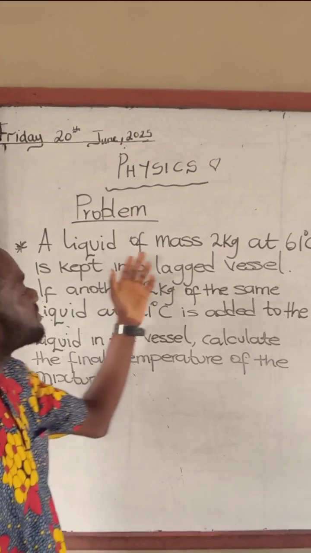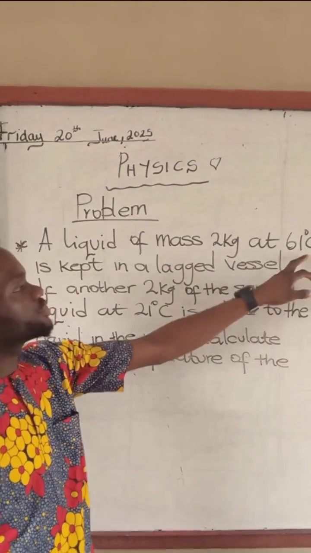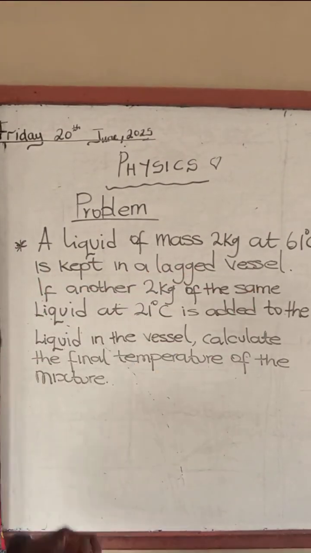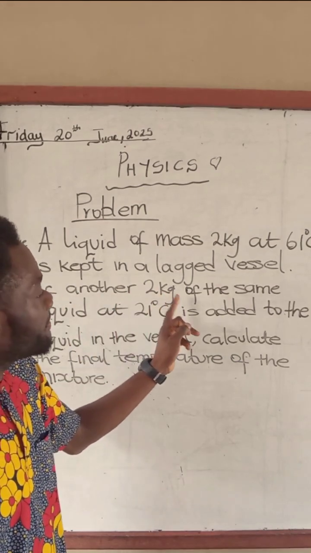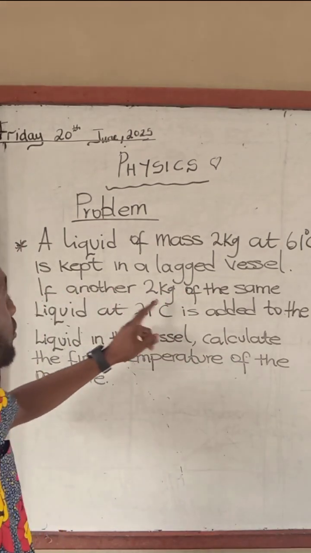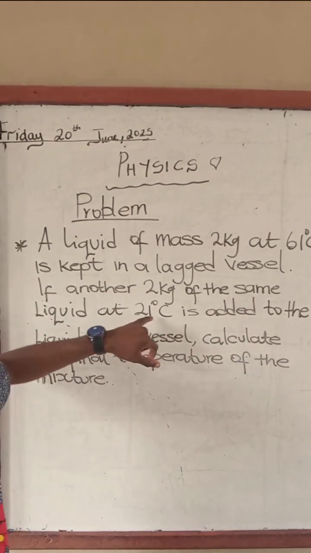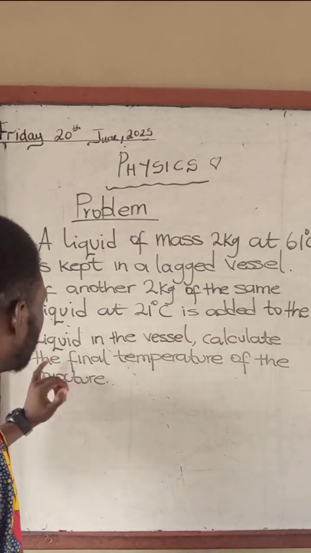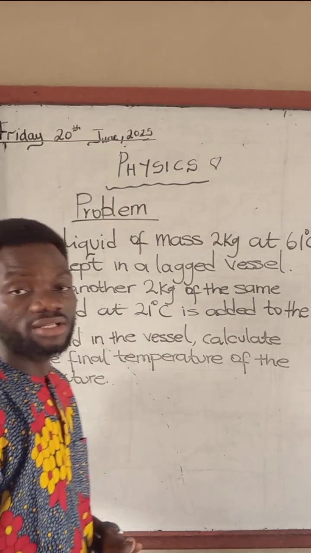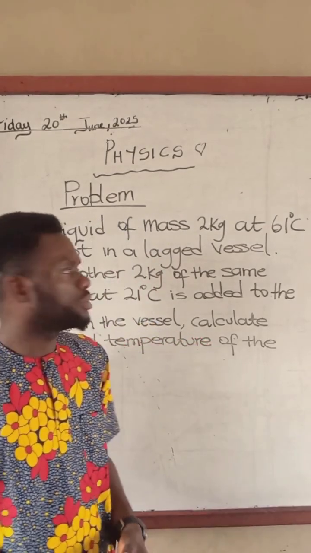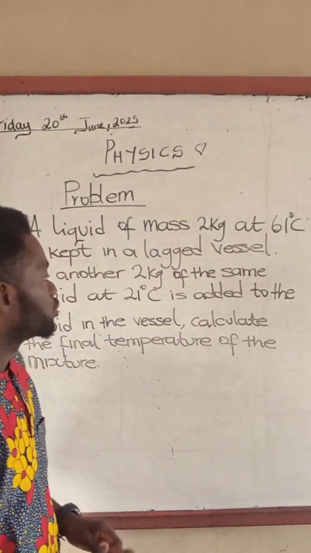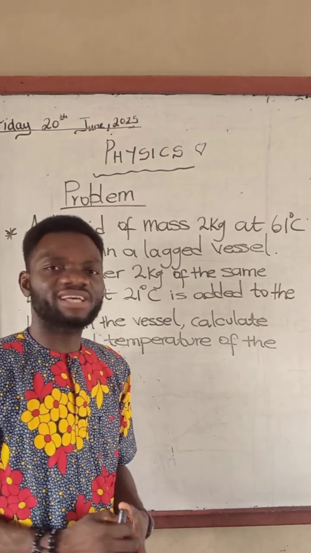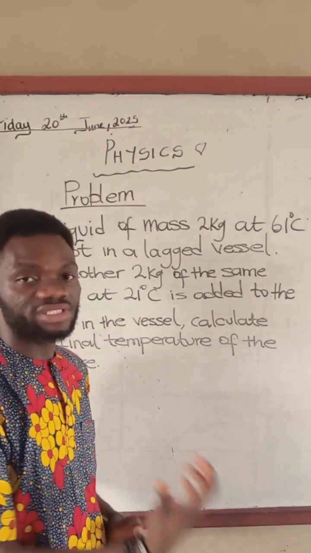It says a liquid of mass 2 kg at 61 degrees Celsius is kept in a large vessel. If another 2 kg of the same liquid at 21 degrees Celsius is added to the liquid in the vessel, calculate the final temperature of the mixture. So before we solve, I would like us to have a proper foundation to how to attack such kind of question. Now, we shouldn't forget how heat flows or how it is transferred.